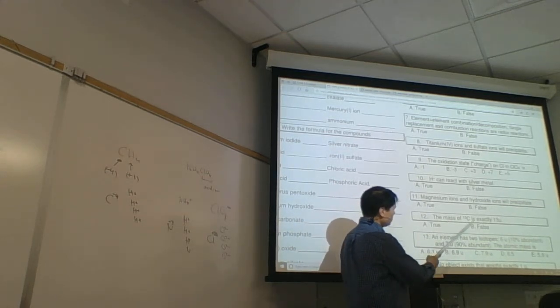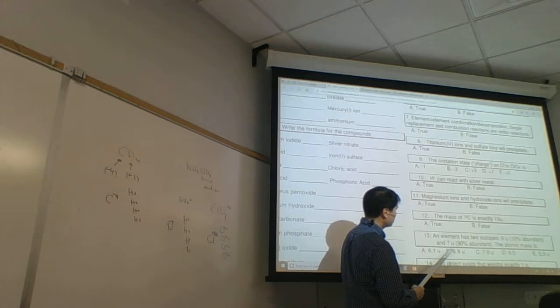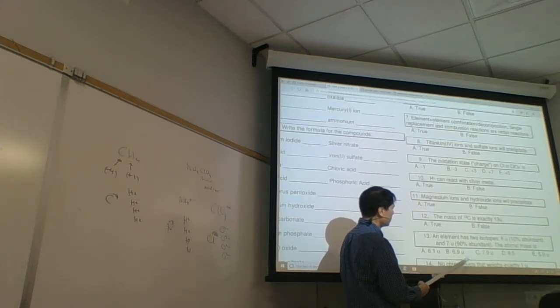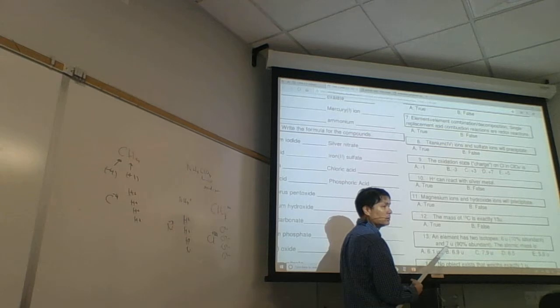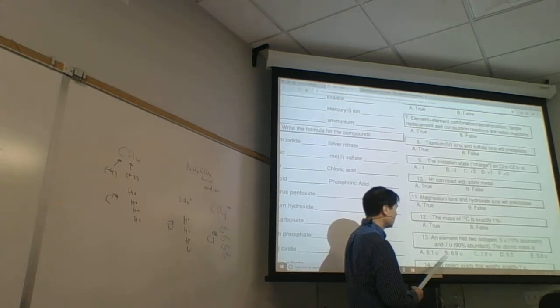The mass of carbon-13 is exactly 13 U. False. An element has two isotopes, 6 U, which is 10%, and 7 U, which is 90%. The atomic mass is, this one doesn't even require calculation. You should be able to do this in your head. Which one should it be? B. B, correct. 6.9.